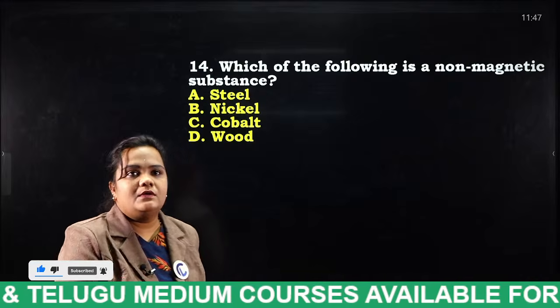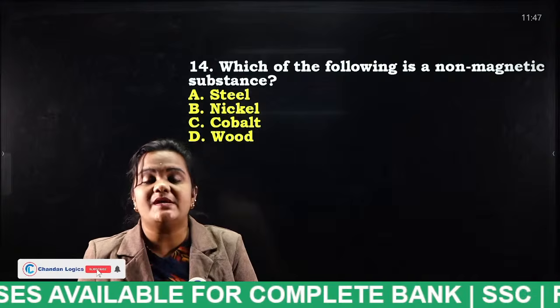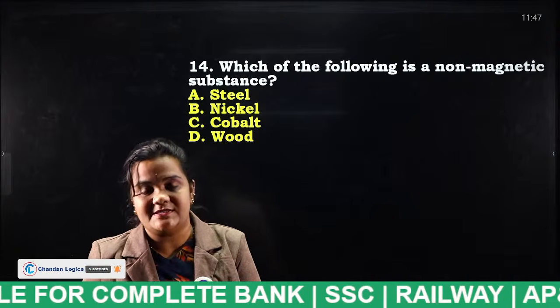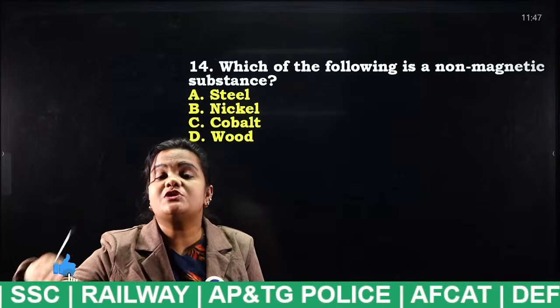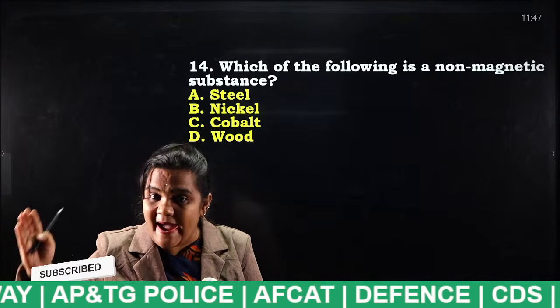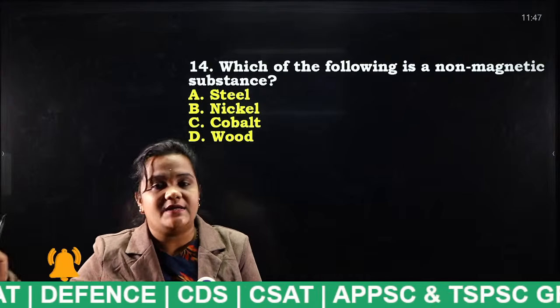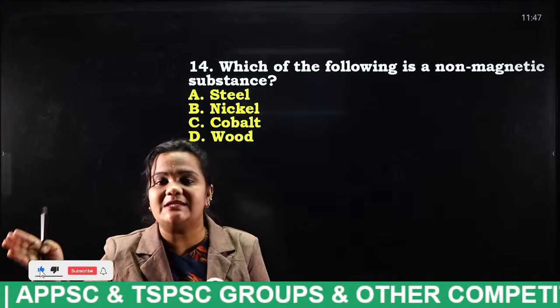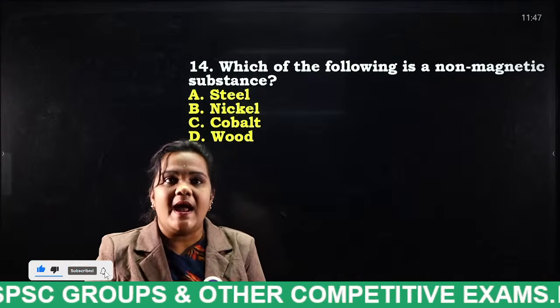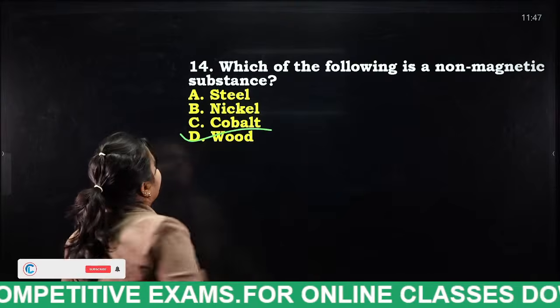Which of the following is a non-magnetic substance? Steel, nickel, cobalt, wood. I have already explained what magnetic materials and non-magnetic materials are. Magnetic materials are the materials which are strongly attracted to the magnet. Examples: iron, cobalt, nickel and steel. The materials which are not attracted to magnets are considered non-magnetic materials. Examples are wood, plastic, water, etc.